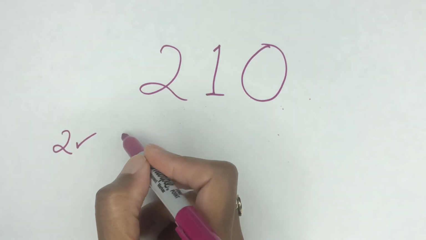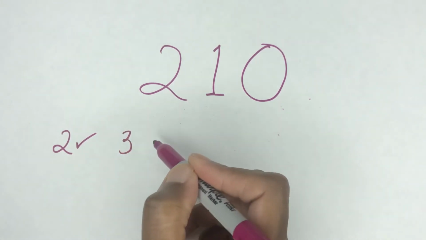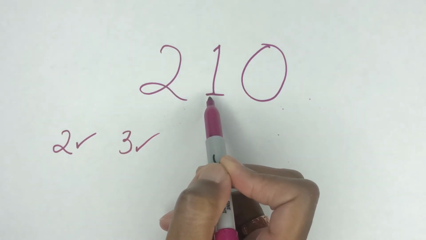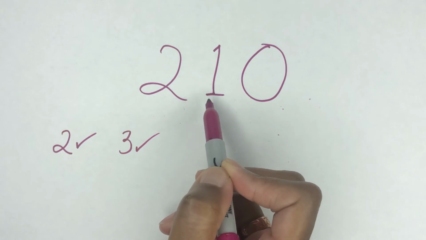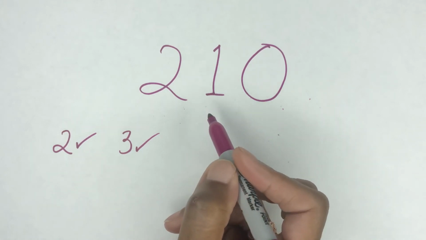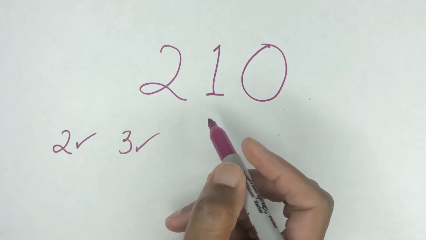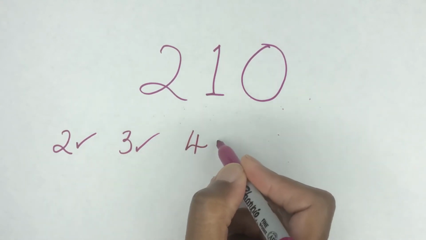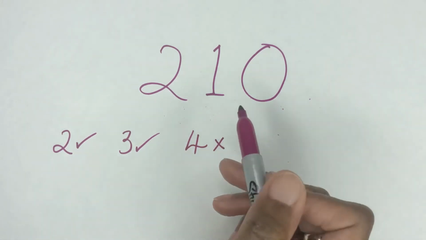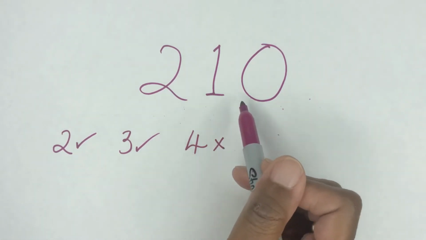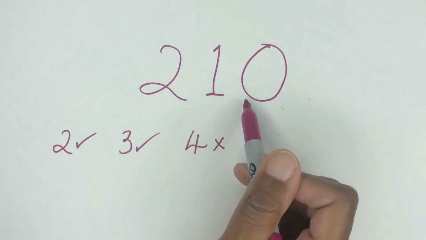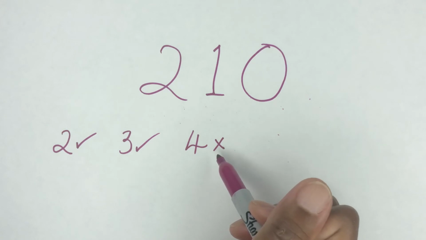Can 210 be divided by 3? Yes, because when you add 2 plus 1, it's 3, and 3 can be divided by 3. Good, so it satisfies that. Can 210 be divided by 4? No, it cannot, because the last two digits are not a multiple of 4. 4 can't go into 10 evenly. So therefore, it is not a multiple of 4. It cannot be divided by 4.